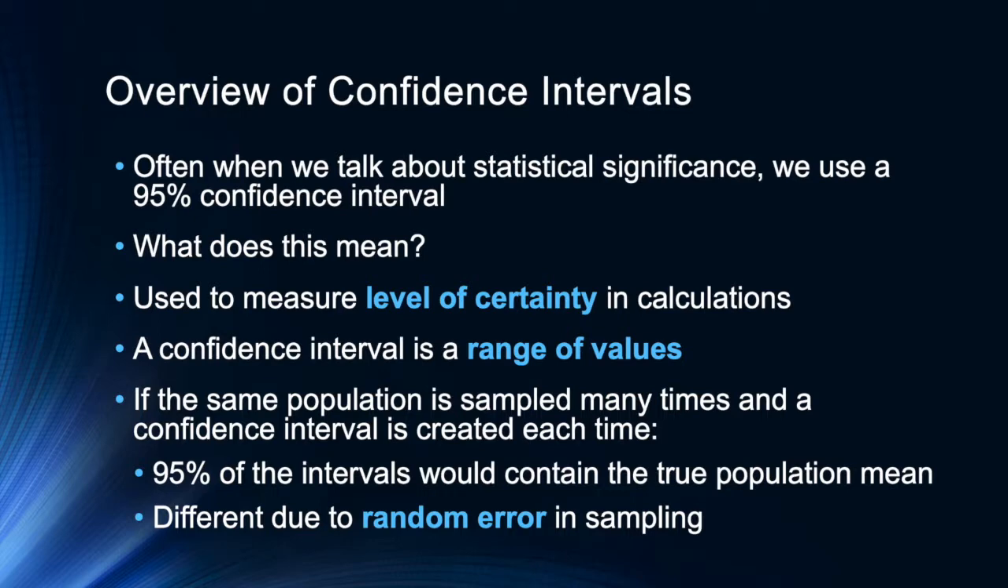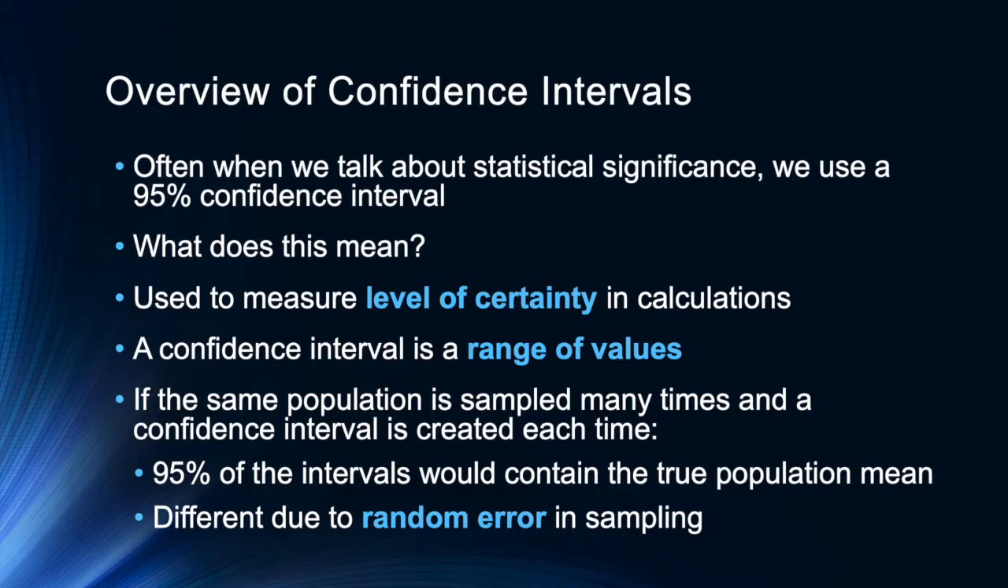So you'll hear statisticians talking about statistical significance. Basically, if something fits in a 95% confidence interval, that means it's statistically significant. If it's outside of that 95% confidence interval, we're going to get more into what those are in a second. But what does this mean? Why do we use these?